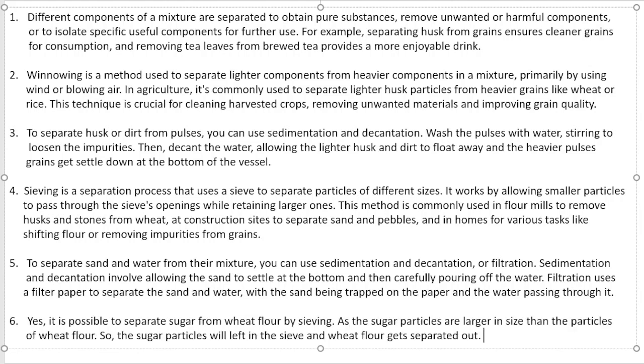So, yes, it is possible to separate sugar from wheat flour by sieving, as the sugar particles are larger in size than the particles of wheat flour. So, the sugar particles will be left in the sieve and the wheat flour gets separated out.